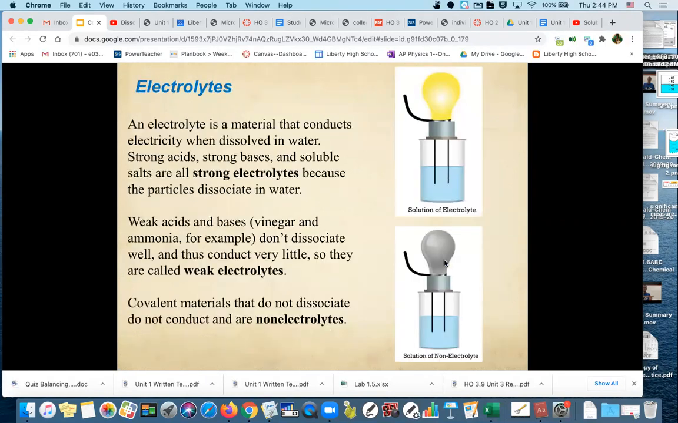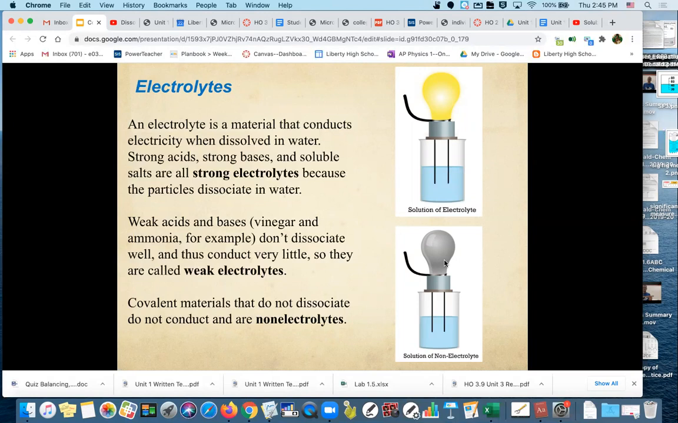Electrolytes. Let me just mention this briefly. You hear this term a lot when you think about something like Gatorade. They always advertise, hey, restore your electrolytes after working out by drinking Gatorade. Well, electrolytes are just ions dissolved in solution. That's all they are. So an electrolyte is a material that conducts electricity when dissolved in water. Things like strong acids, strong bases, which we'll get to very soon, and any soluble salt is considered to be a strong electrolyte. And it really is because there's this dissociation, breaking apart into ions in water.